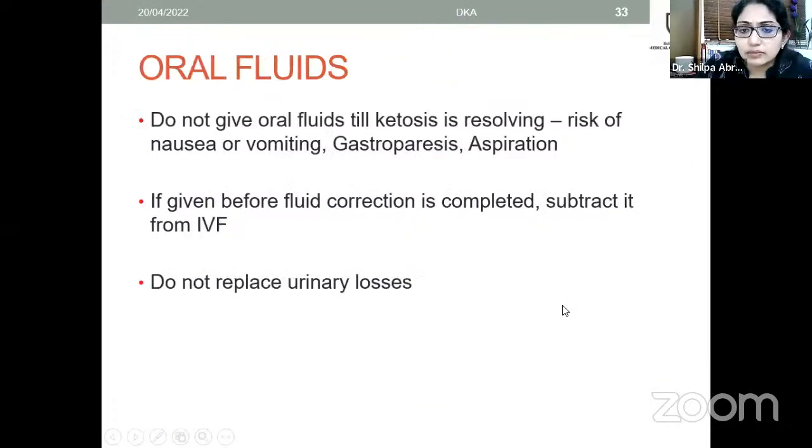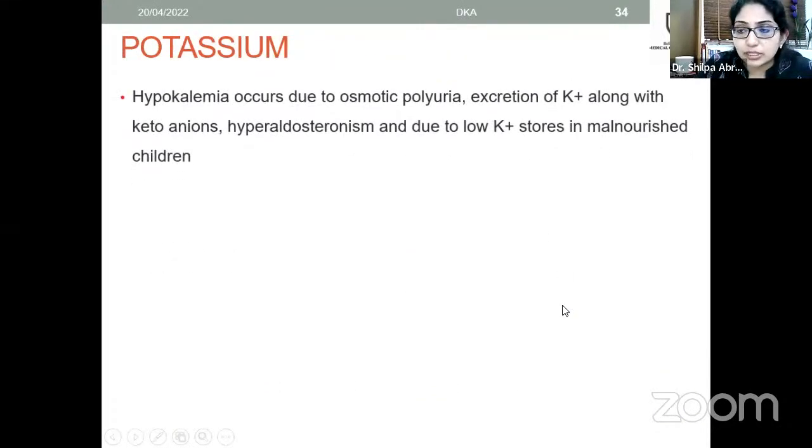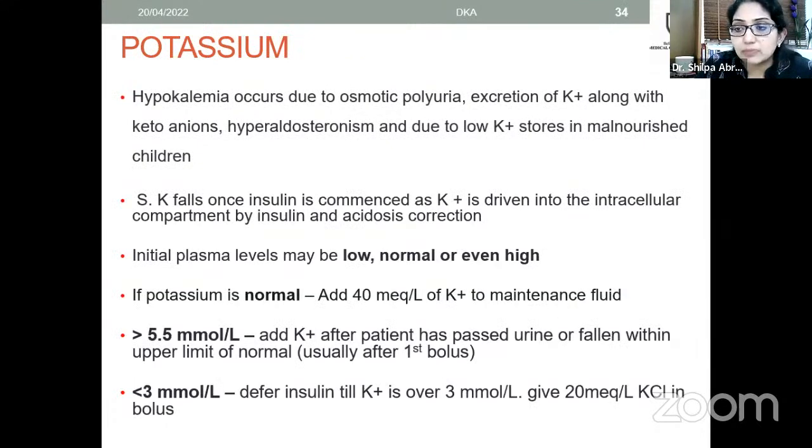Maintenance fluid is the one which we mentioned earlier, that you get the deficit plus maintenance minus bolus divided by 47. So supposing you're getting 70 ml per hour, to that you have to add 40 milliequivalents per liter of potassium. Now, what if you are getting a high potassium value at admission, 5.5 or 5.7? What do you do then?